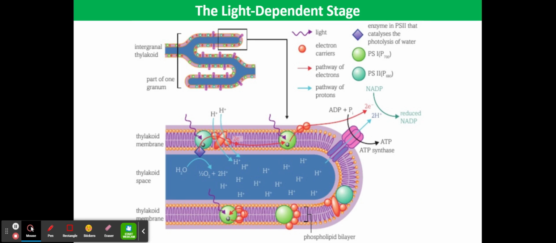When this iron combines with an electron, it becomes reduced, so Fe2+. It can then donate the electron, becoming reoxidized, Fe3+, to the next electron carrier in the chain. As electrons are passed along a chain of electron carriers embedded in the thylakoid membrane, at each step some energy associated with the electrons is released. This energy is used to pump protons across the thylakoid membrane into the thylakoid space.